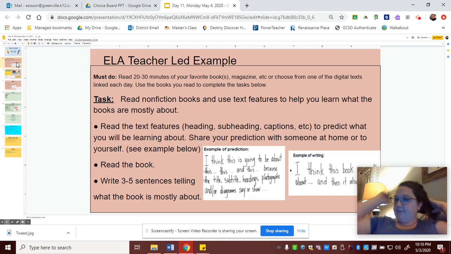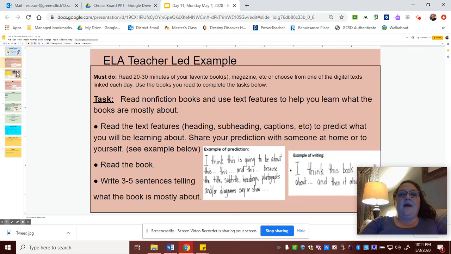So here are some examples. I think this is going to be about, you can choose, you would say one heading, this and this and this, because the title and the subheading and the headings or the photographs are showing me that.